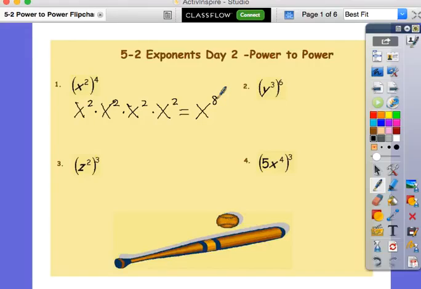Okay, so Aaliyah, what's the shortcut? Because it's x squared to the fourth power and 4 times 2 is 8. Yes, so you could just do that instead of having to write it all out. Okay, so x to the 8th power.